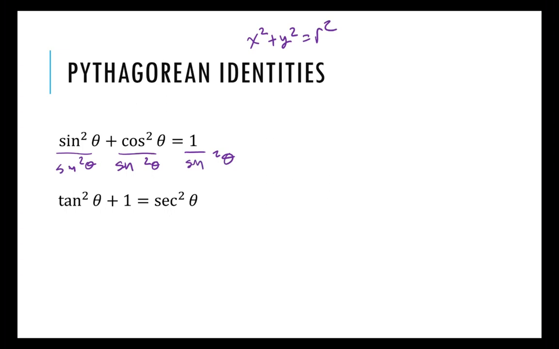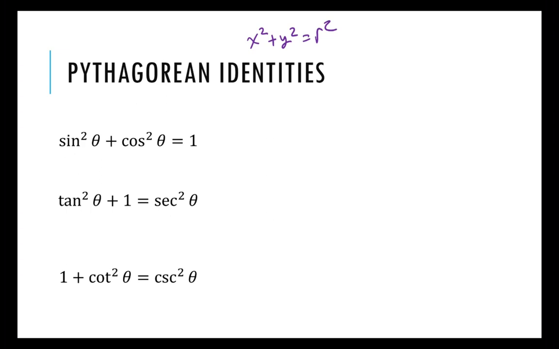And sine squared of theta divided by sine squared of theta is 1. Cosine squared theta divided by sine squared of theta is going to be cotangent squared of theta. And then 1 divided by sine squared of theta, that's cosecant squared of theta. And so we get 3 iterations of the Pythagorean identities, noticing that sometimes you can replace one with the other.